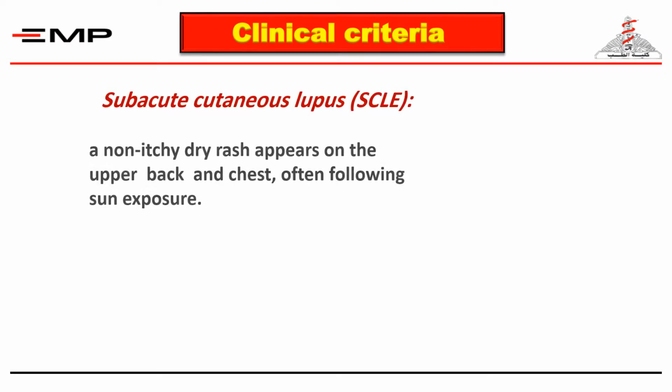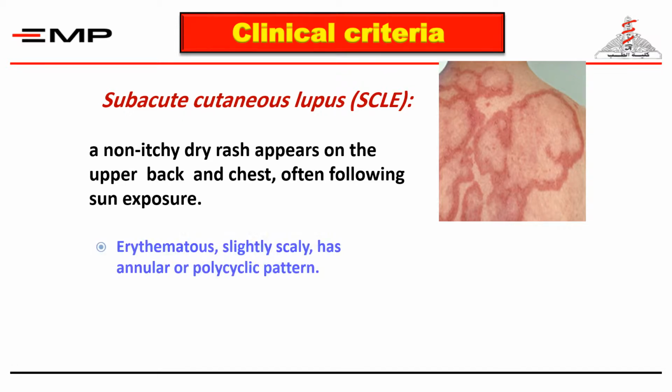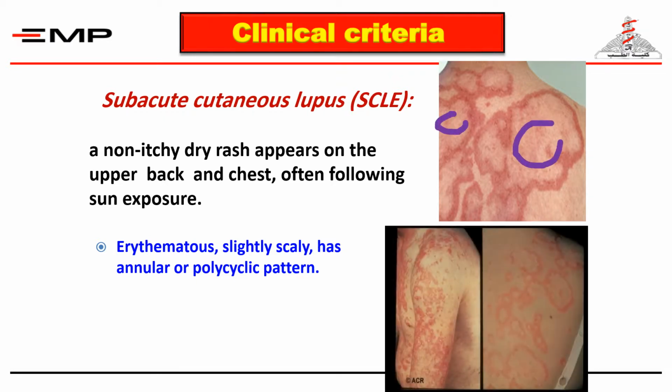Subacute cutaneous lupus: it is a non-itchy dry rash, appears on the upper back and chest, often following sun exposure also. It is erythematous, slightly scaly, and has an annular or polycyclic pattern, like we see here, like that.